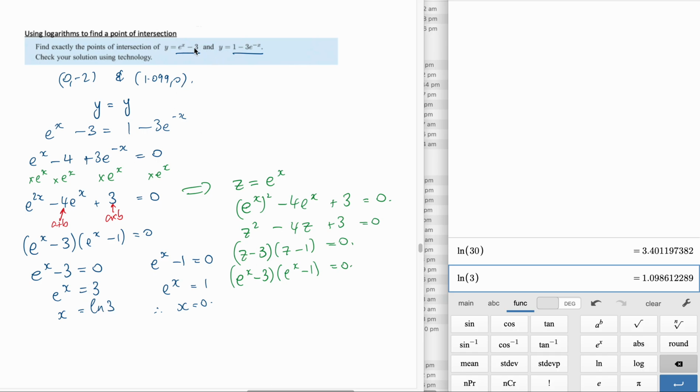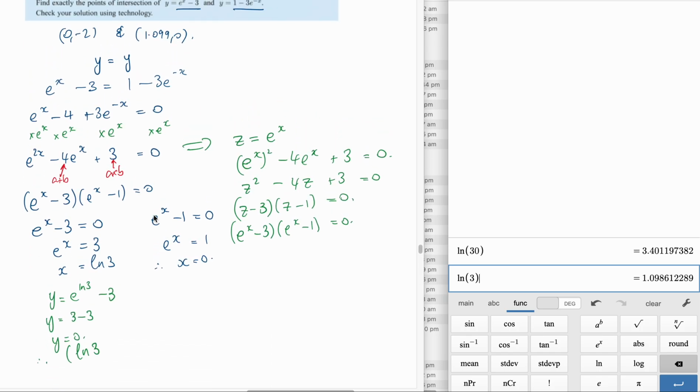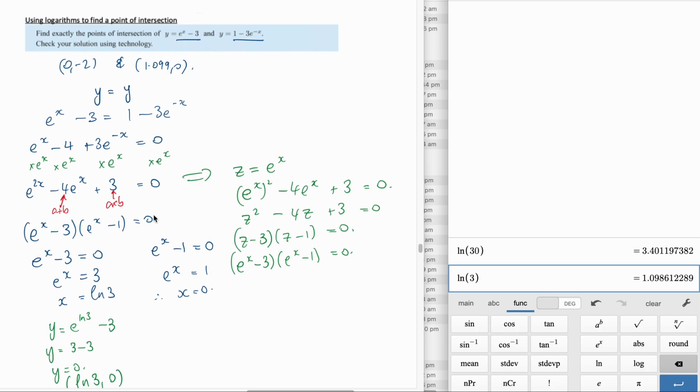So I'm going to use the simpler formula, and I'm going to sub into this one here. I'm going to change color to, let's go green. So let's sub in: y is equal to e to the ln 3 minus 3. We can see here that e to the ln 3 is just 3. So this becomes y is equal to 3 minus 3, which is equal to 0. Therefore, we have a first intersection point in exact form: (ln 3, 0). So we found it.